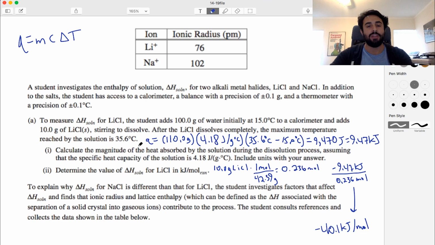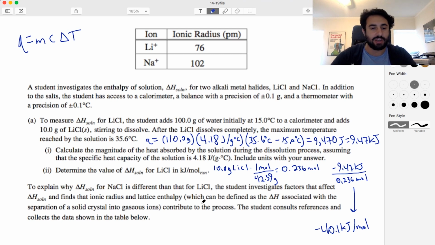But then remember, the delta H has to be negative because the dissolution is releasing heat, right? And that's what's heating up the solution. So maybe we would do the arithmetic and go, oh wait, I think I have to make this negative because this is releasing heat. The dissolution is releasing heat, so it must be exothermic. So anyway, that's that.